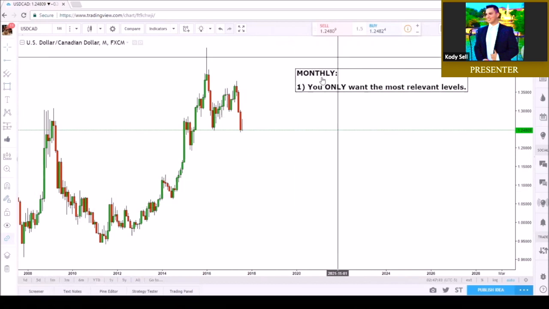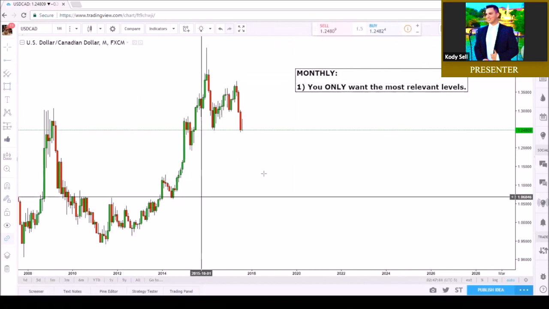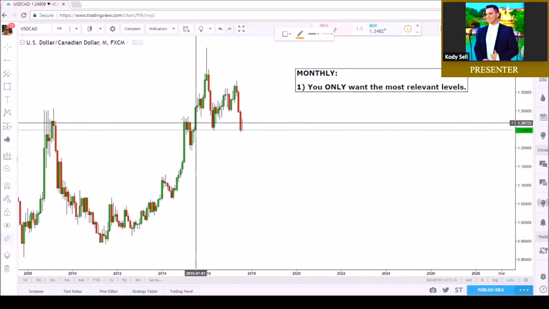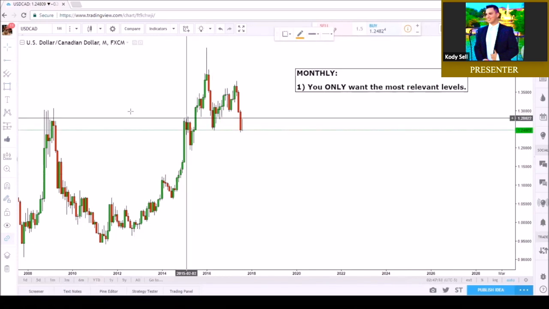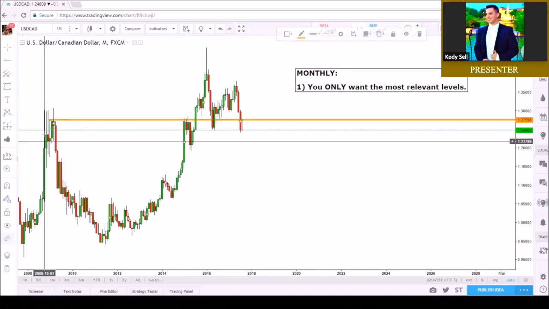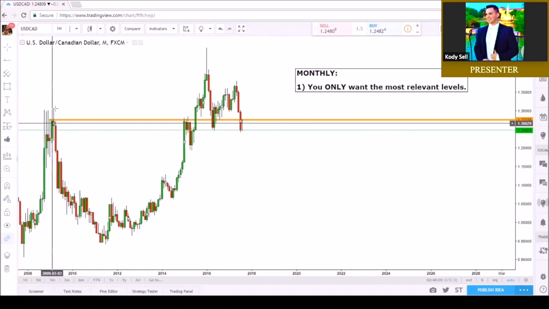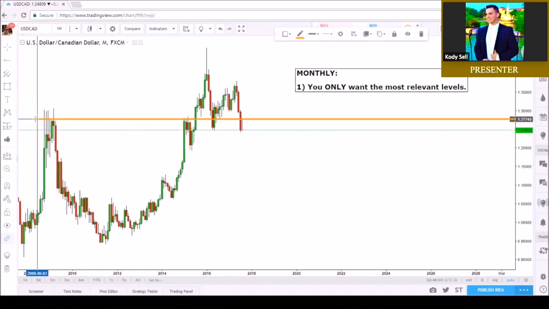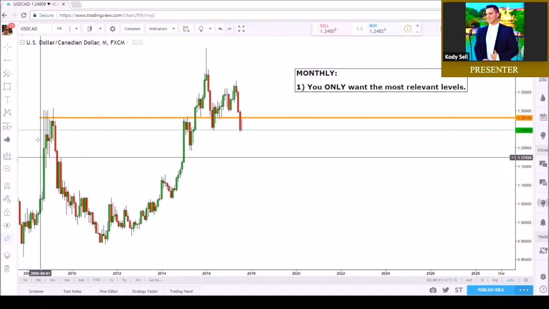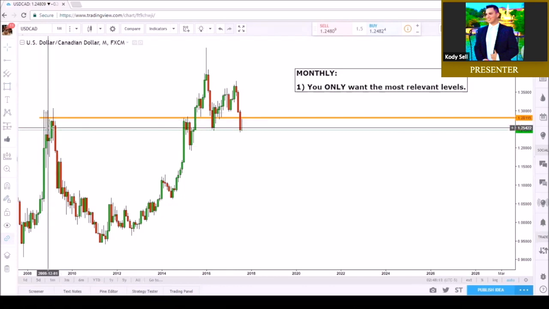Now, let's talk about what is relevant in terms of analysis. So you guys can see that we have some sort of level right in this area. Price was coming up, up, up, boom, boom, keeps getting rejected from this level. I want you guys to mark your monthly levels as lines and not zones. I'll explain why later. But we have a lot of rejection from this area.